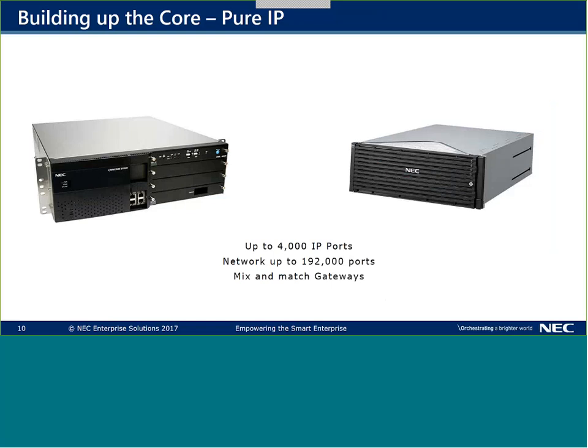Now, if you had the same project, but you were really dealing with a lot of IP phones, let's say you had 1,000 IP phones and a few PRIs or something like that in your configuration, then you would be building what we would call a pure IP system. To do that, you could choose to use either the appliance as shown on the left, or you could choose to use the fault-tolerant server as shown on the right. In either case, we can go up to 4,000 IP ports per system, and we can also network multiple systems together to provide a 192,000 port maximum network size.